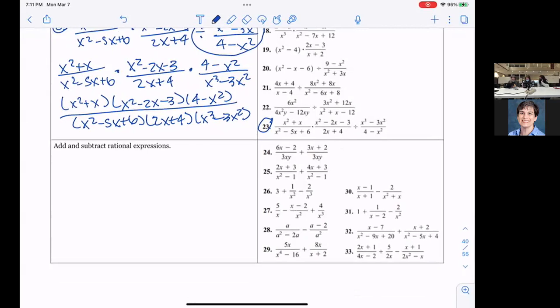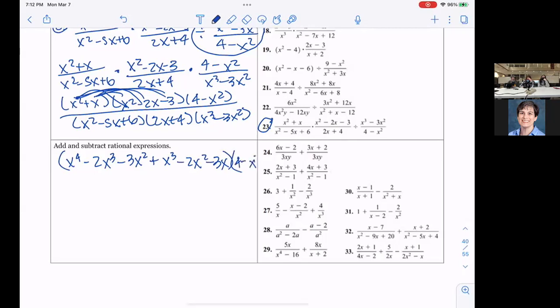So is that for the top? Okay. Okay, so we're gonna multiply these out first. So we're gonna have an x to the 4th minus 2x cubed minus 3x squared. And then we're gonna multiply this x out, and we're gonna get a plus x cubed minus 2x squared minus 3x. And that still needs to be multiplied by the 4 minus x squared.